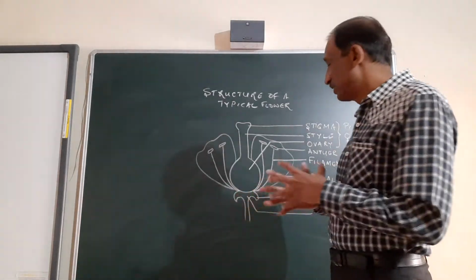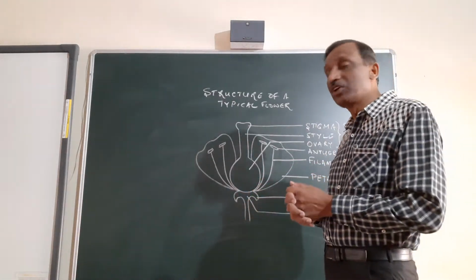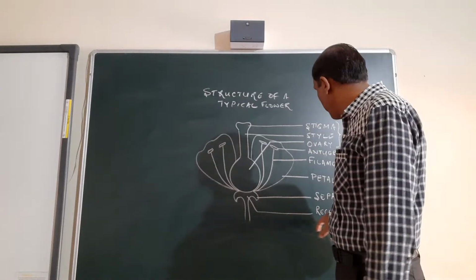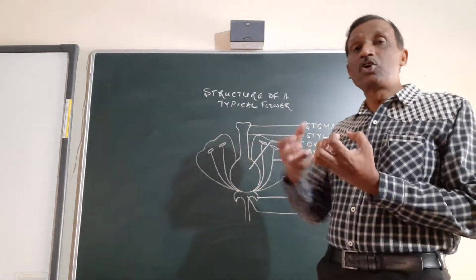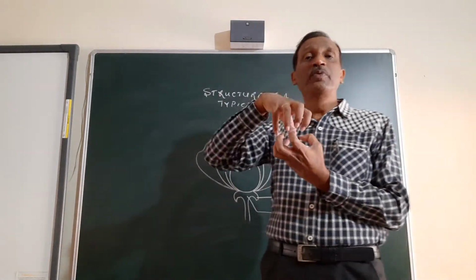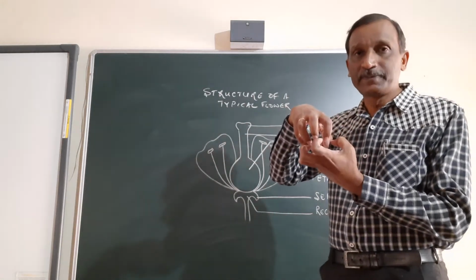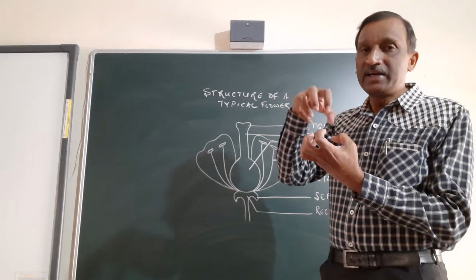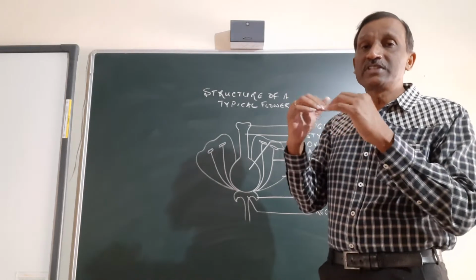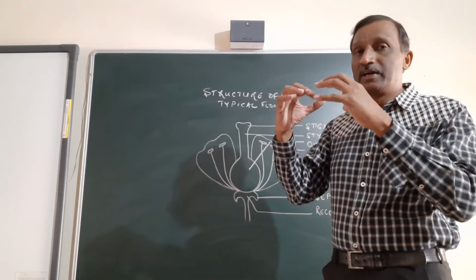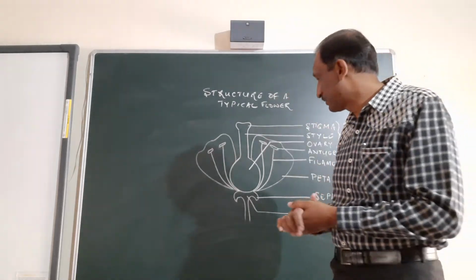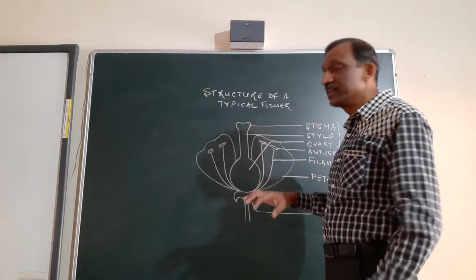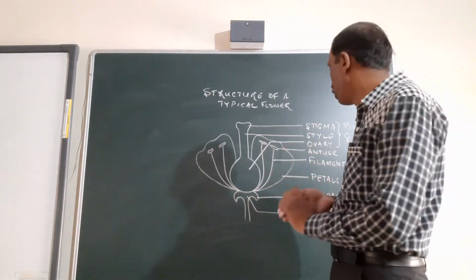Now, if we start looking at the functions of each one of them, first of all, the receptacle. Receptacle is the part on which all these four whorls are attached. It is just like a stage, a basal part on which other parts are fixed. The receptacle serves as the attachment for all these different whorls.